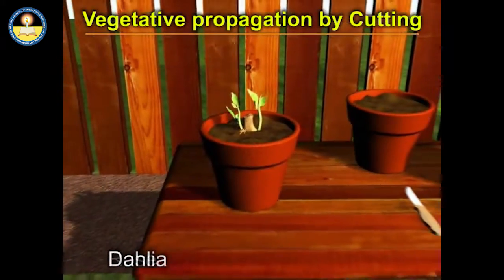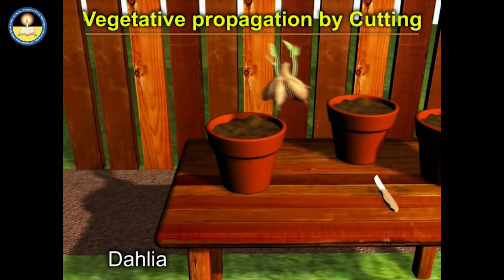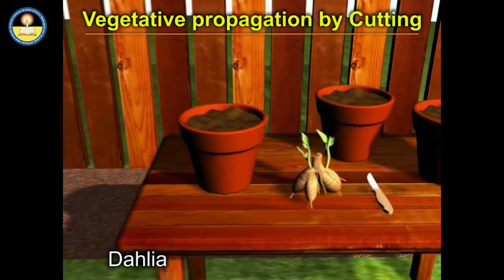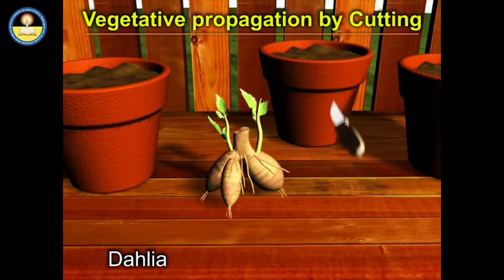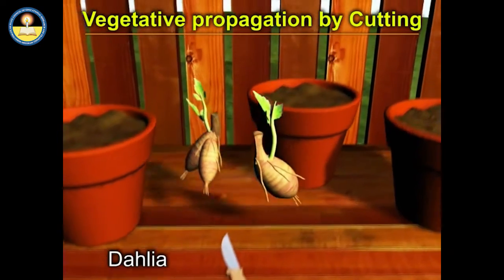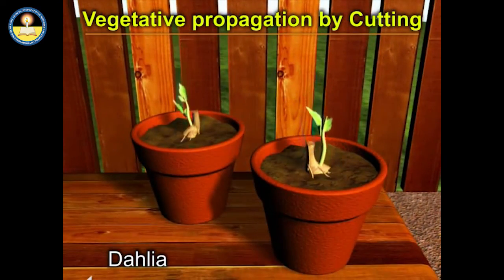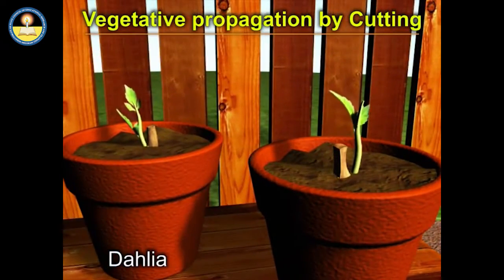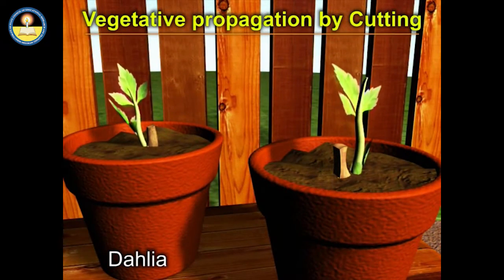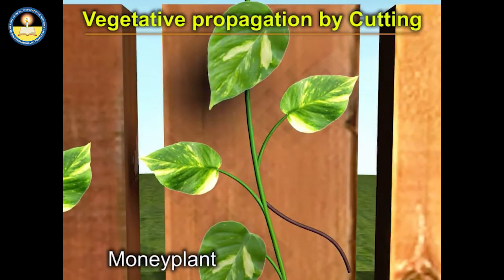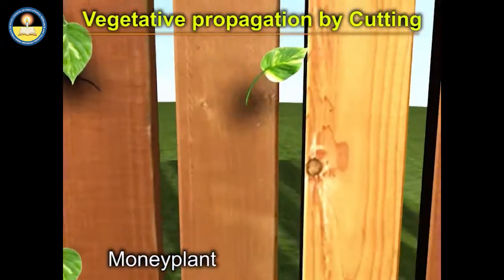In some cases, as in dahlia, even root cuttings can yield a new plant. In other plants like money plant, a leaf cutting may give rise to new plant.